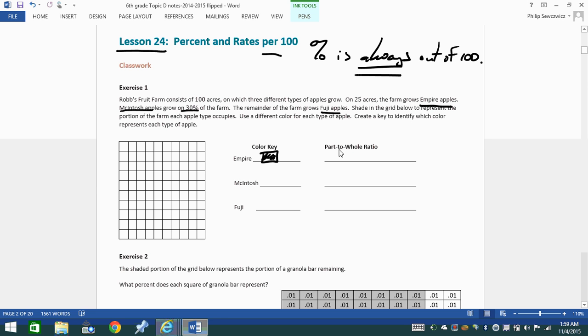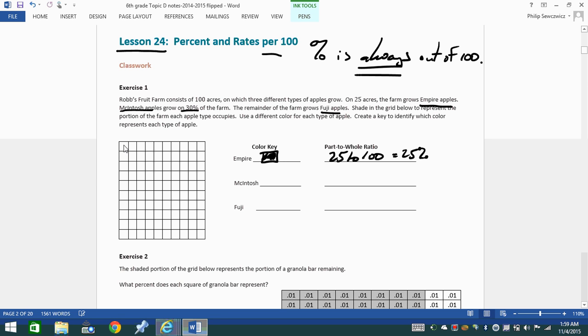All right. The percent here, well, let's see here, part to whole ratio. Part of the farm has 25, and then the whole farm has 100 that we're looking at. So really what we've got ourselves here is 25%. And it's as simple as that. When it's out of 100, we love it. It's always the percent. So what we want to do is we want to shade in 25 of the boxes.